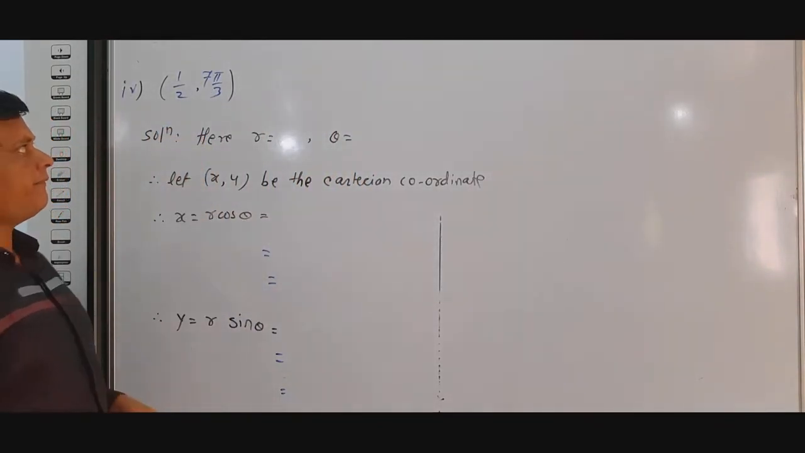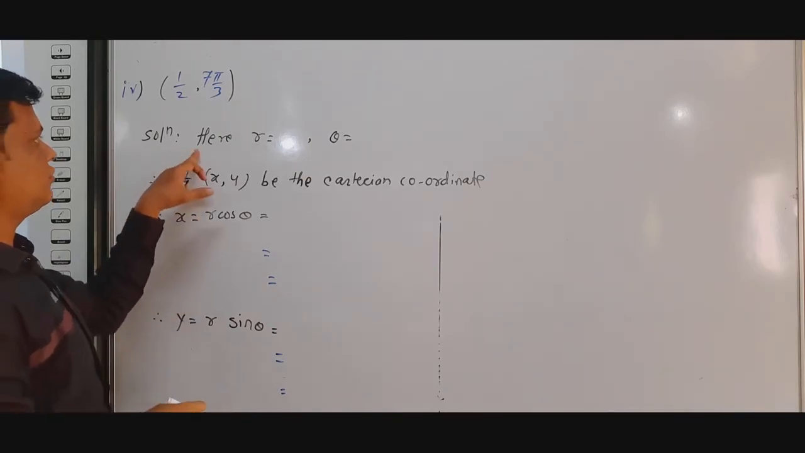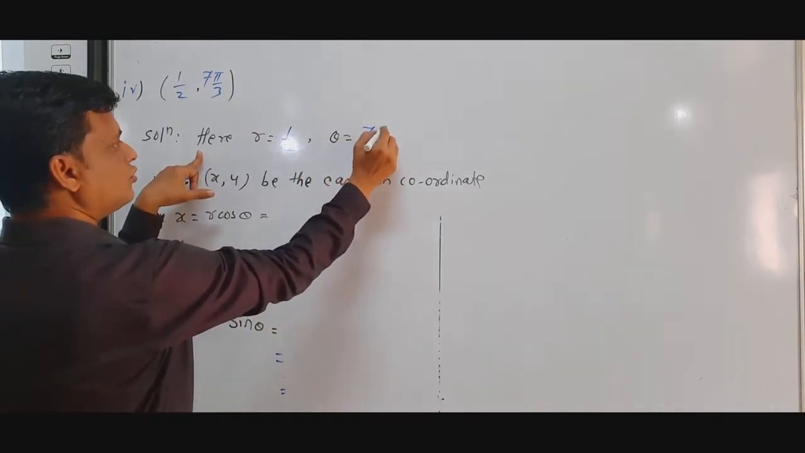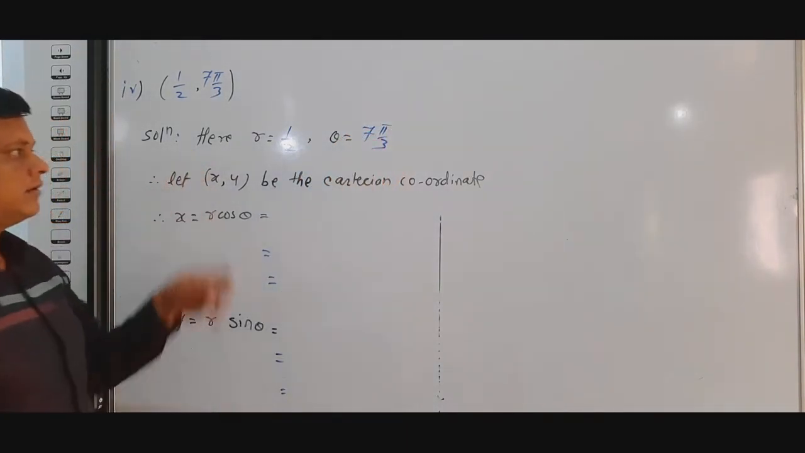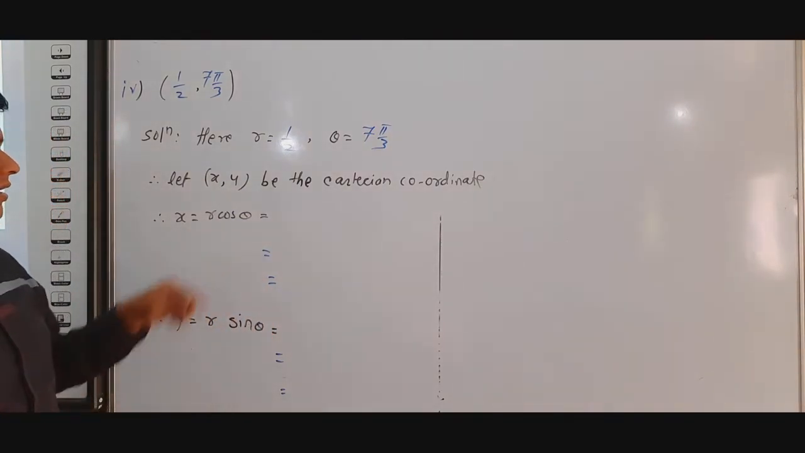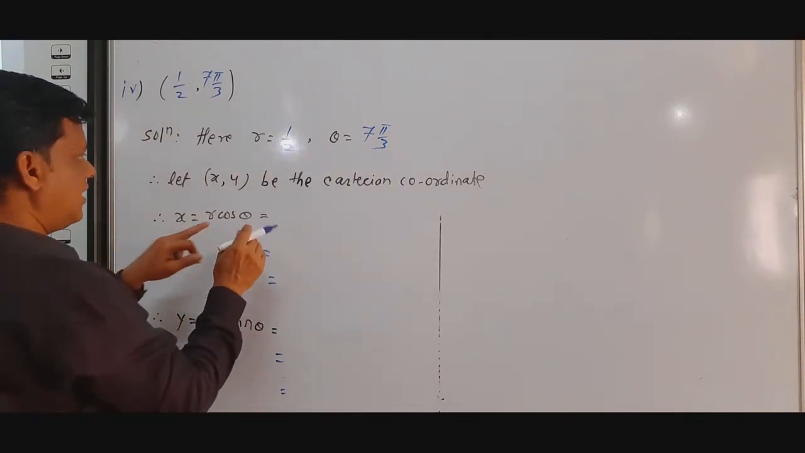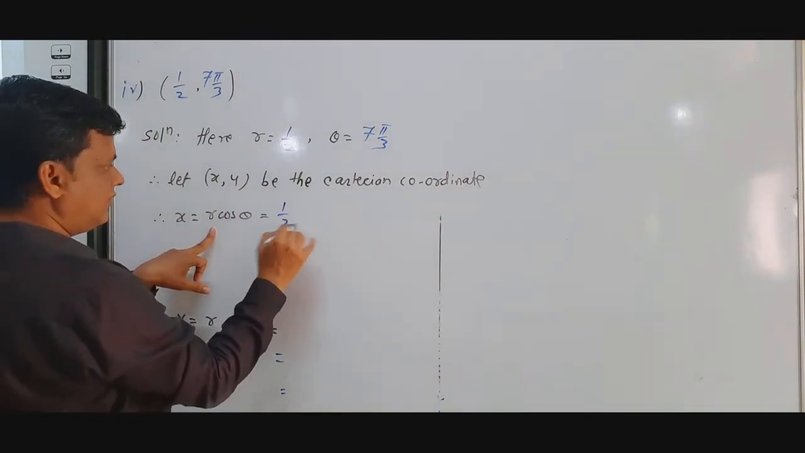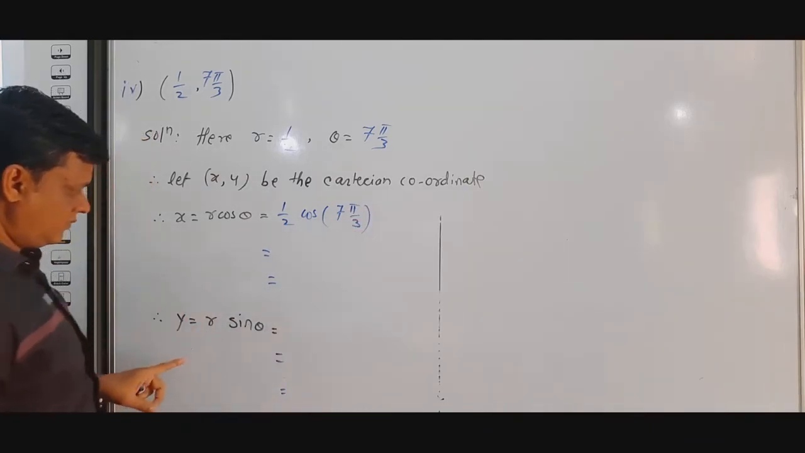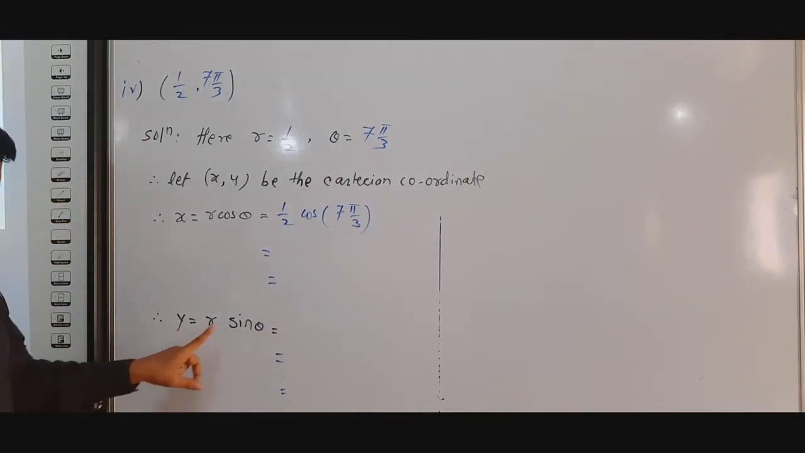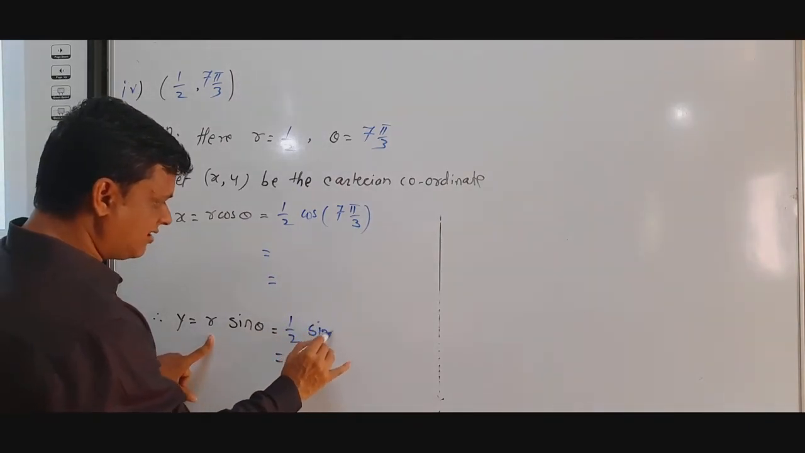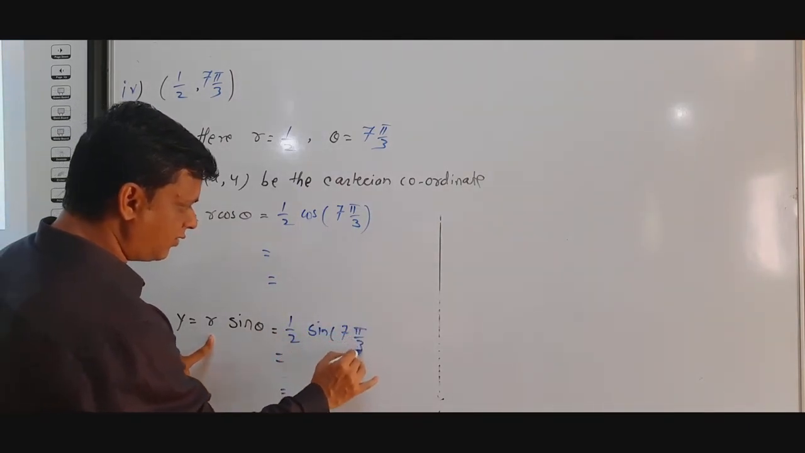Now see the fourth example: 1 by 2, 7 pi by 3. So here r equals 1 by 2, theta equals 7 pi by 3. We consider x, y as the Cartesian coordinates. Therefore x equals r cos theta, with r as 1 by 2 and theta as 7 pi by 3. Similarly for y, y equals r sin theta, which gives 1 by 2 sin 7 pi by 3.